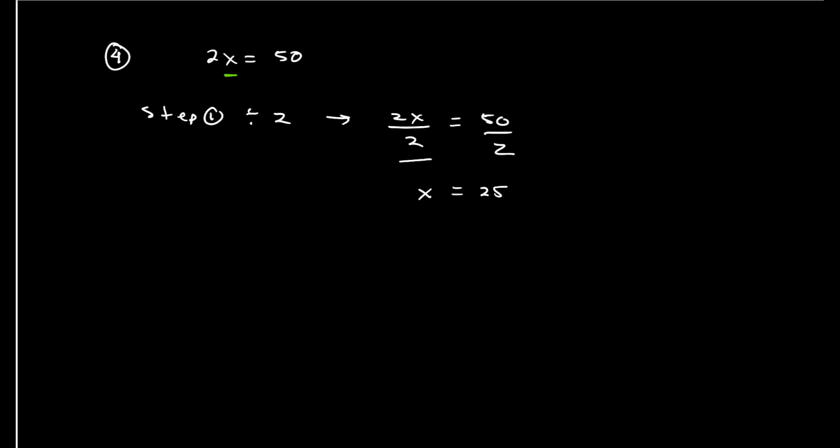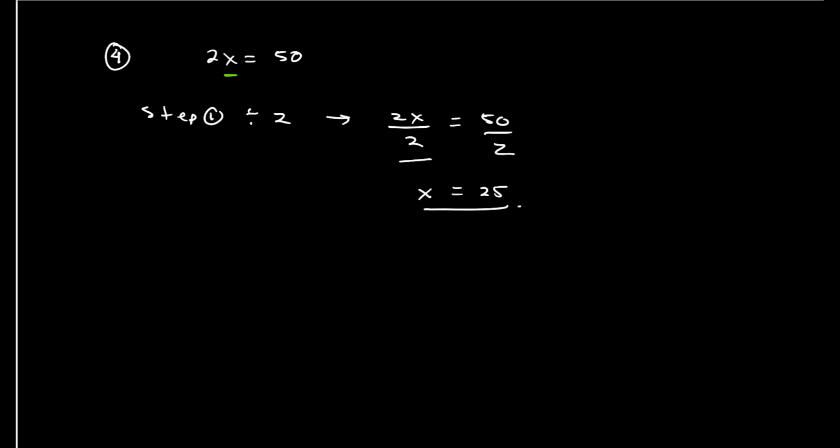We have 2x equals 50. This is a little bit different. Now, again, the same problem, we need to isolate x. We have 2 multiplied by x equals 50. What we need to do to isolate x is divide both sides by 2. We have 2x divided by 2 equals 50 divided by 2. On the left-hand side, 2x divided by 2, that's just x, equals, and 50 divided by 2, that's 25.